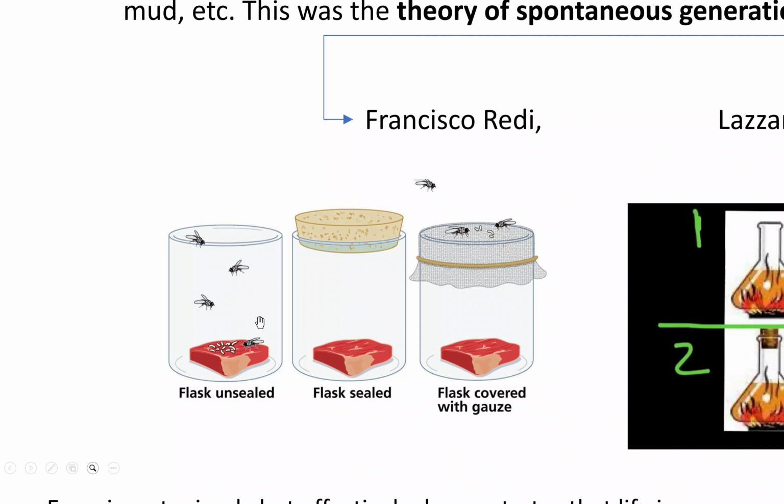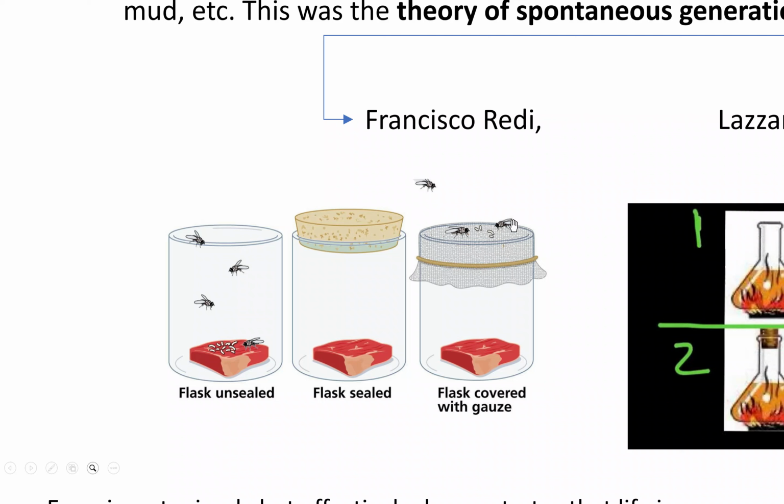So what he did is that he put a piece of meat here and let it decay. Once it decays, the flies will come and lay their eggs here, and from their eggs the maggots will generate, and there will be a population of maggots. These are white color maggots. But if the same piece of meat is kept in a sealed flask, then flies cannot come inside and cannot lay eggs, and therefore no maggots.